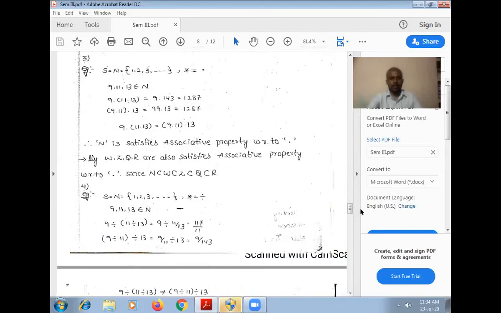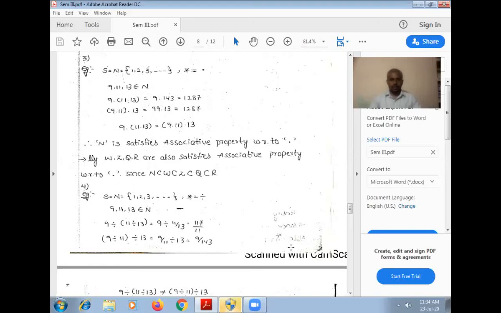So the fourth example. I am taking S equals N equals 1, 2, 3 and so on, the natural number set, and considering the binary operation star equal to divide. So 9, 11, 13 belong to N. So 9 divided by 11 equals 9 by 11. It is a rational number, but does not belong to N.